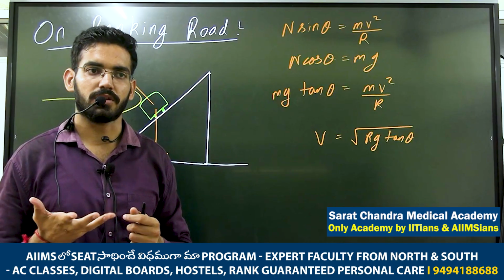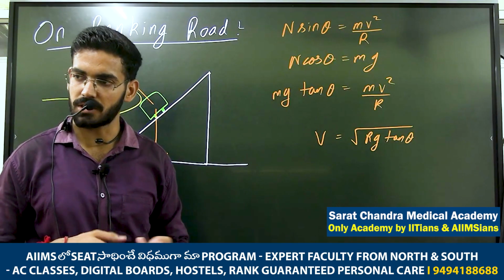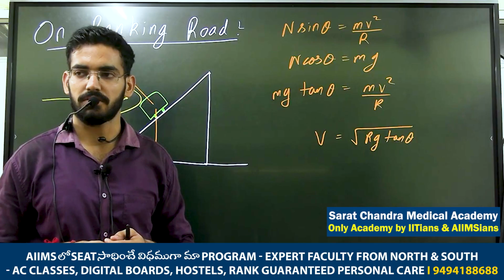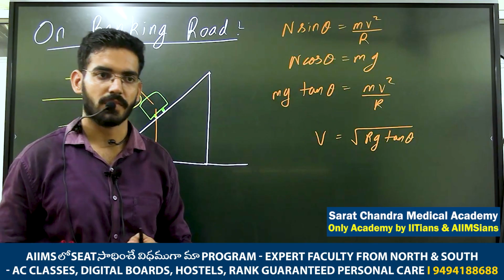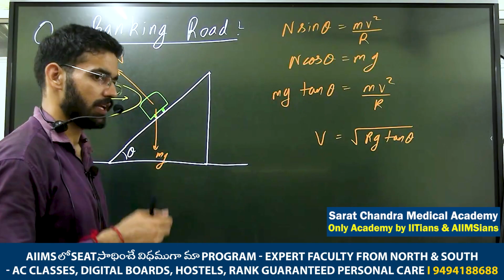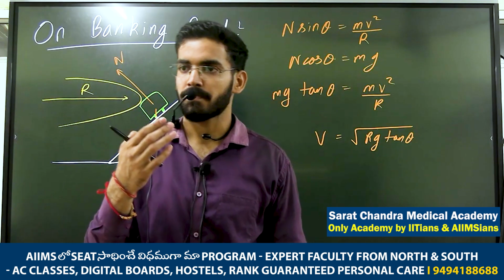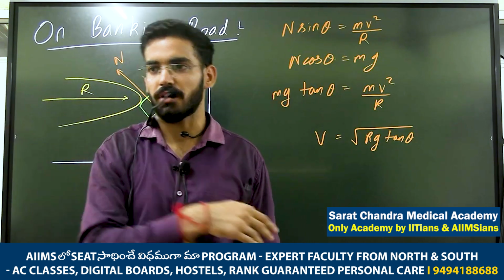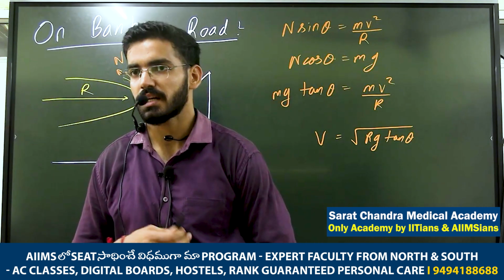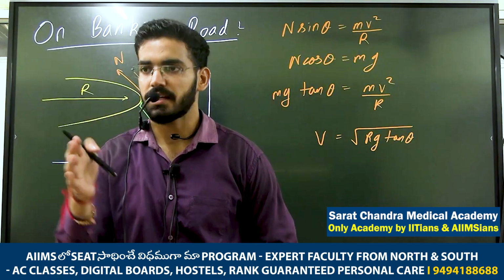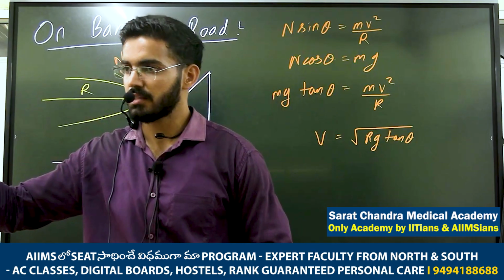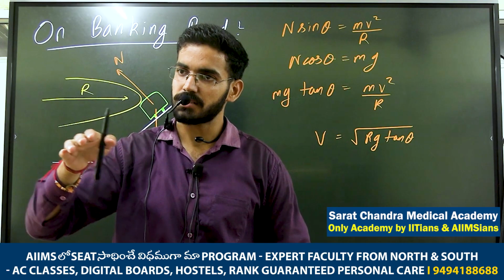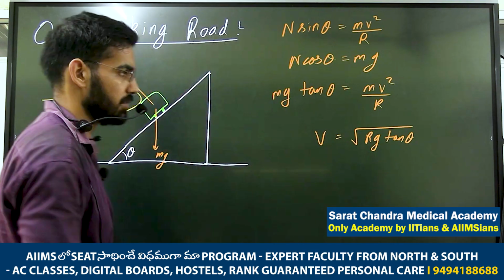Why should I go with a constant speed? We are getting a constant value. What if I increase the v? What will happen? You tell me, if we go higher than a speed, then which side do you slip? Outward or inward? Outward simply. If I go with higher speed, I will slip outward, right? If I go with lower speed, I will slip inward. Why? Because the friction is not available, that's why.